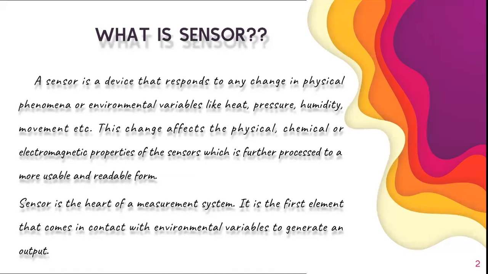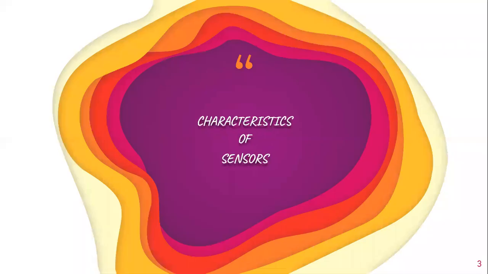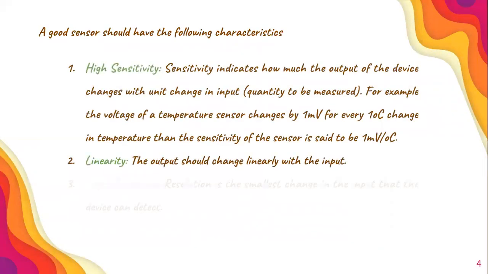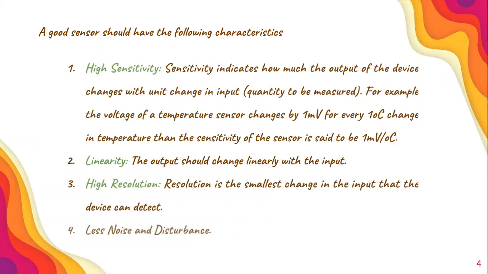Next, we move on to the characteristics of sensor. A good sensor should possess the following characteristics. First one is high sensitivity. Sensitivity refers to the change in output with respect to the changes in input. Next, the linearity. The changes in output should be linear with respect to changes in the input. Next one is the high resolution. Resolution is the smallest change in the input that the device can detect. And the last one is it should possess less noise and disturbance.